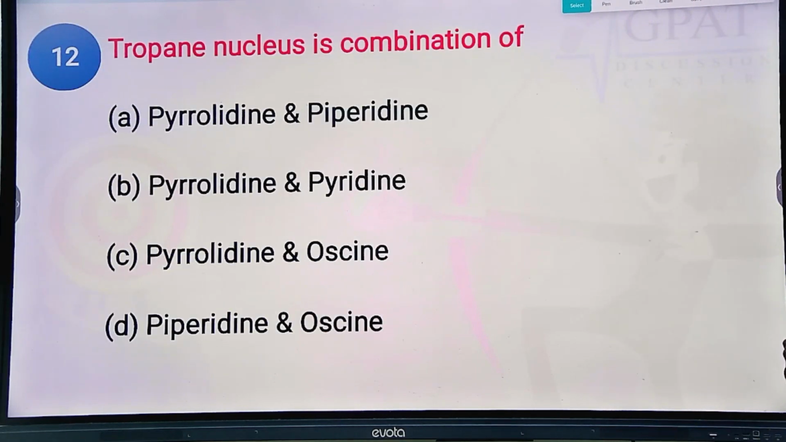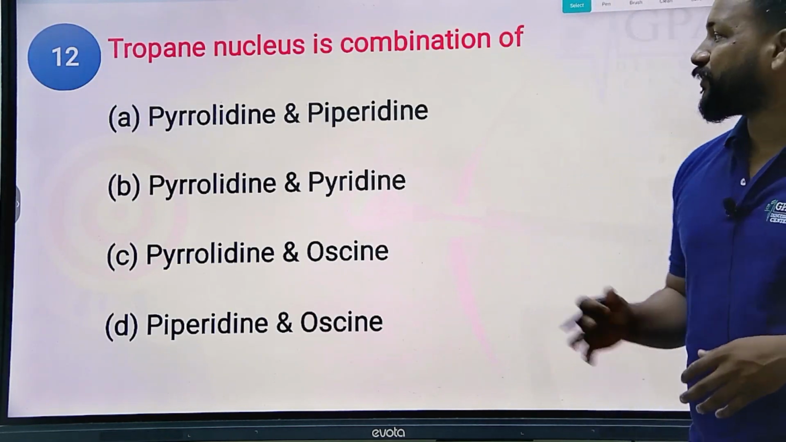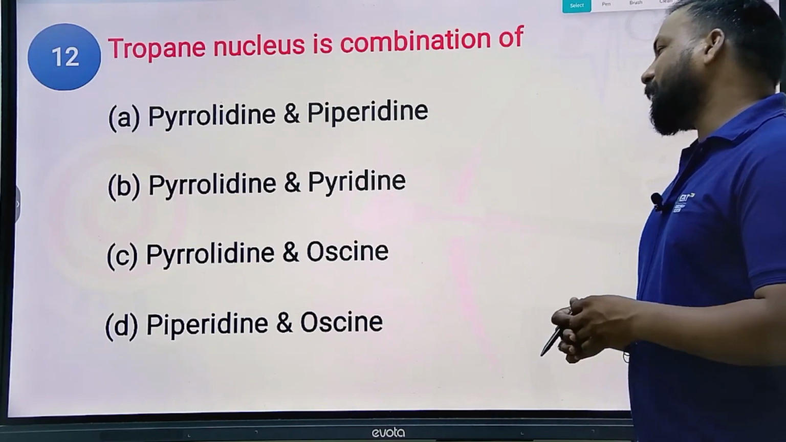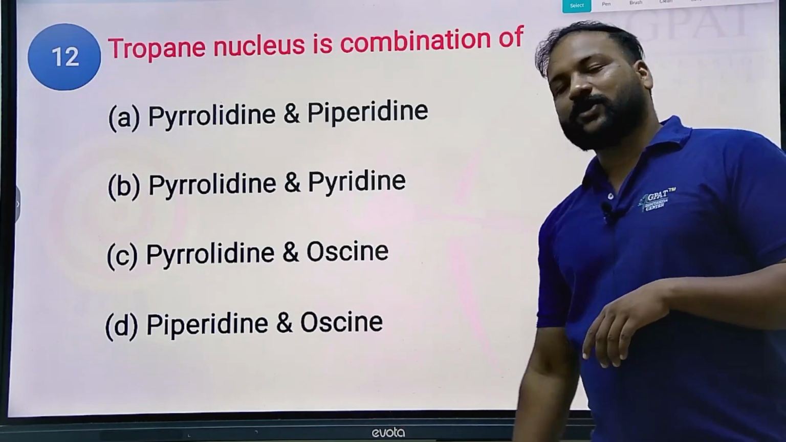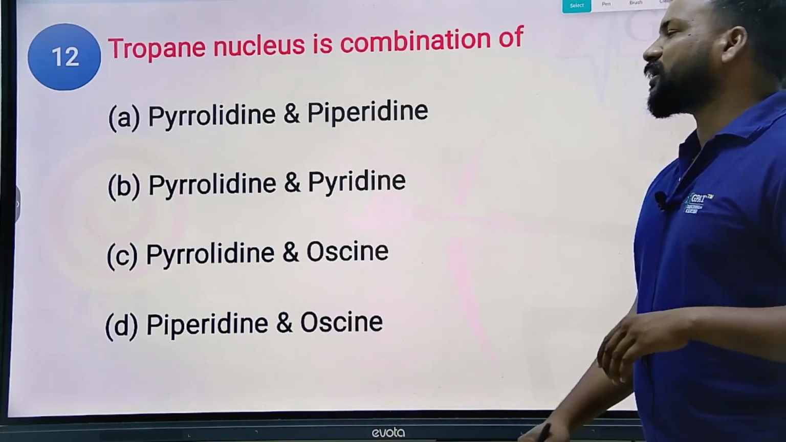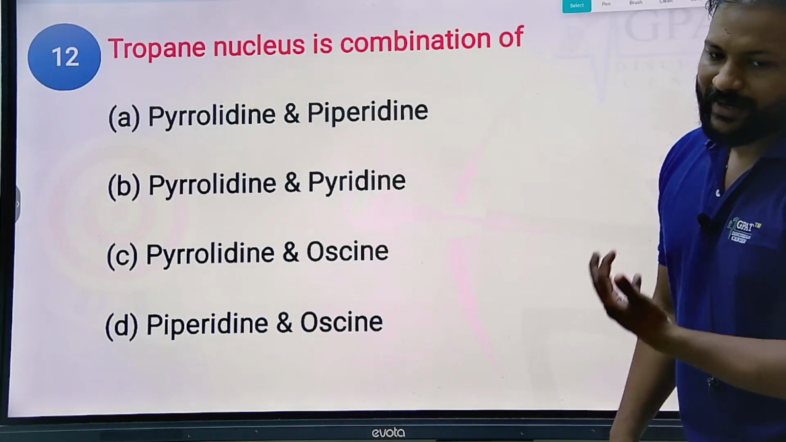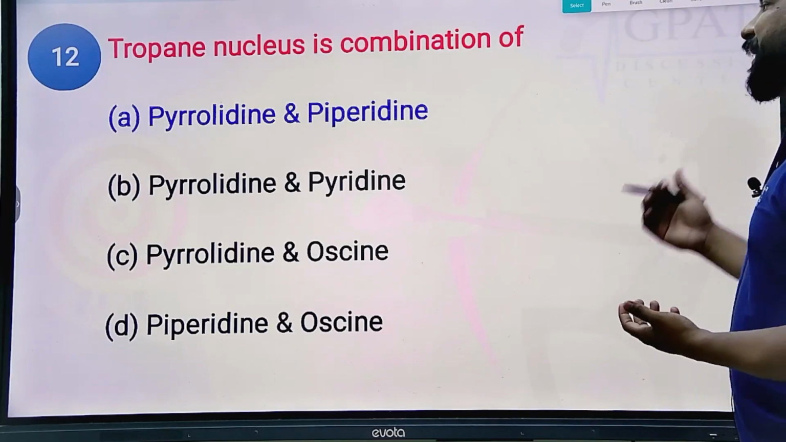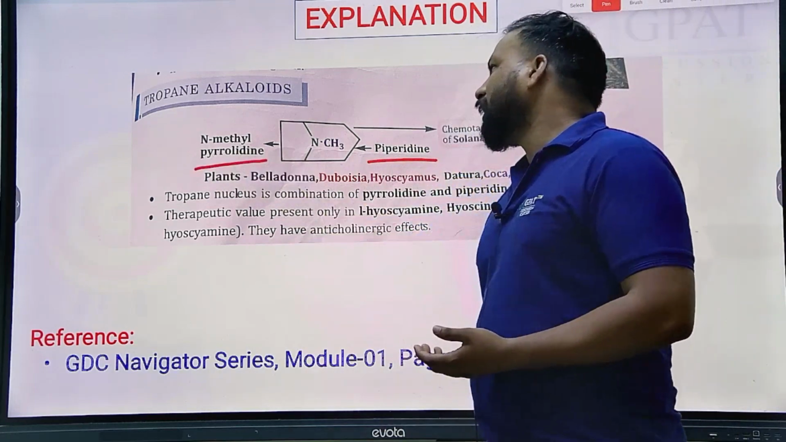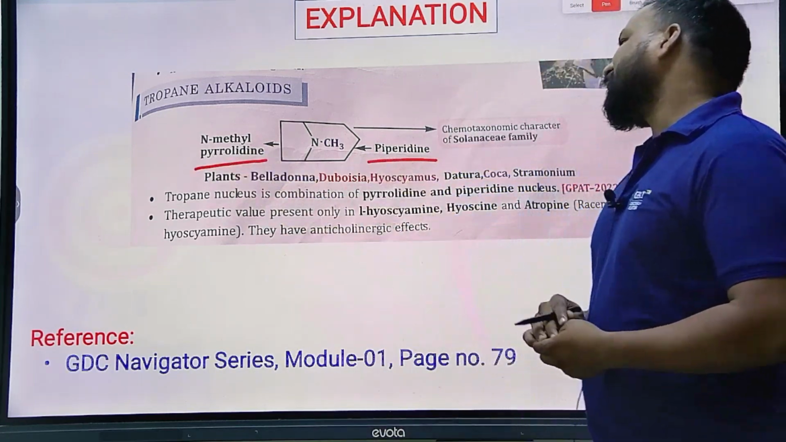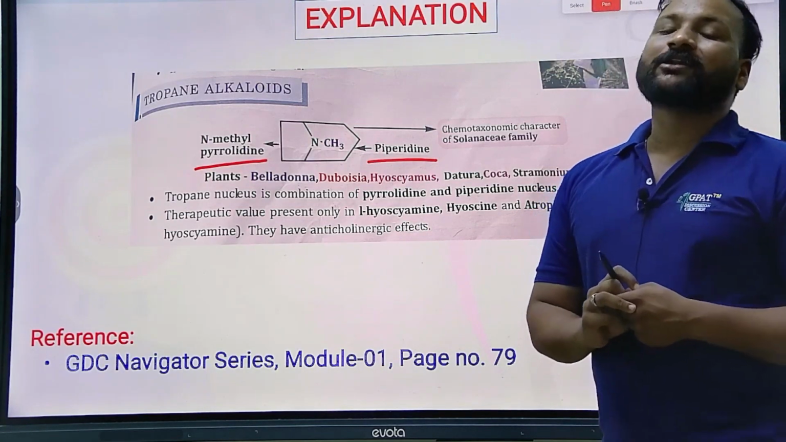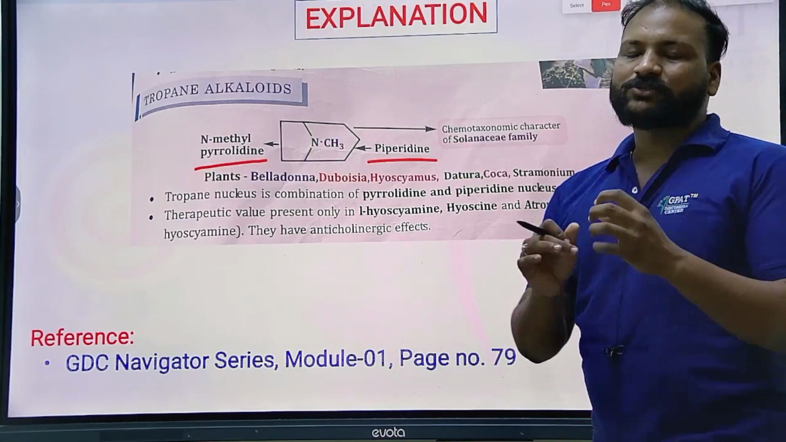Next. The tropane nucleus is a combination of which: pyrrolidine and piperidine, pyrrolidine and pyridine, pyrrolidine and oxygen, or pyrrolidine, pyridine and oxygen? Do remember, oxygen is not at all a part of the tropane nucleus. So eliminate these two options, and now tell me the right answer from options A and B. Undoubtedly that is option A, pyrrolidine and piperidine. N-methyl pyrrolidine and piperidine is the example for the tropane nucleus. And the tropane alkaloids are the chemotaxonomic feature for Solanaceae family plants.